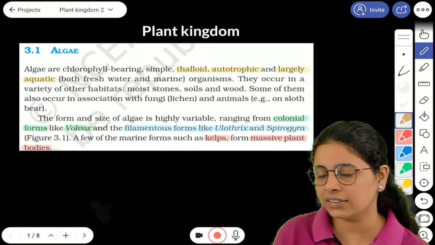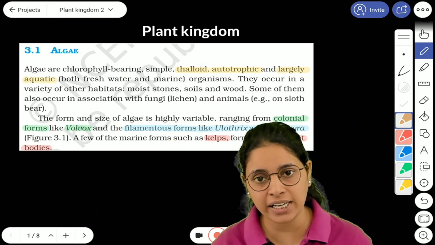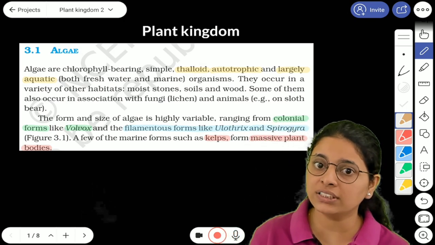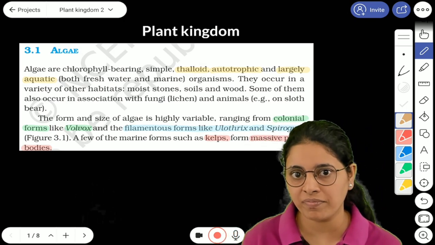Here we will discuss some important examples of algae. Then how do algae reproduce? And also what is the importance of algae?